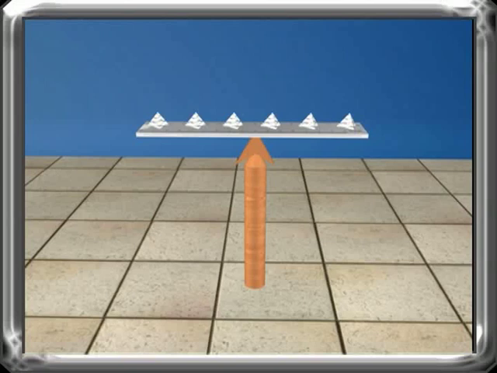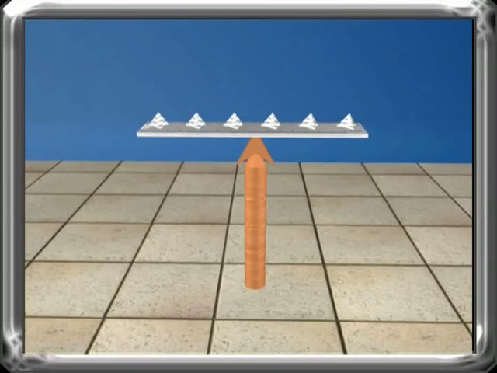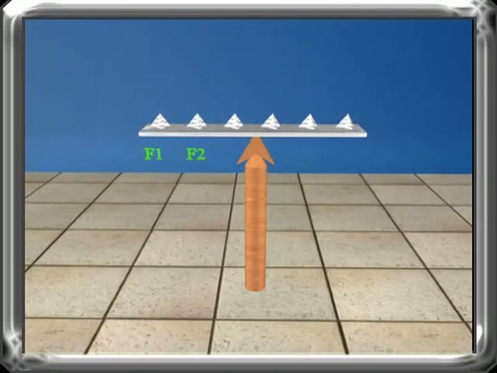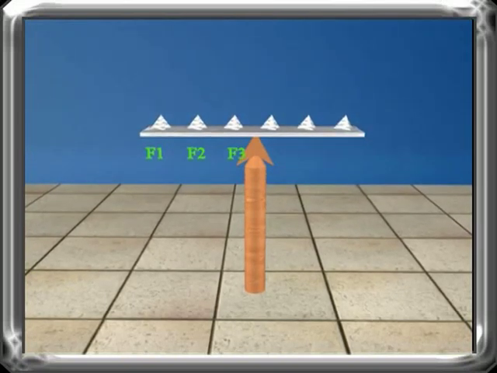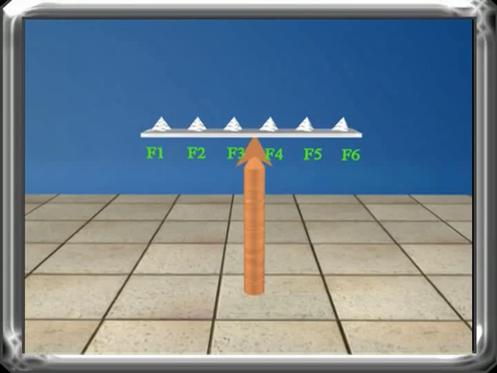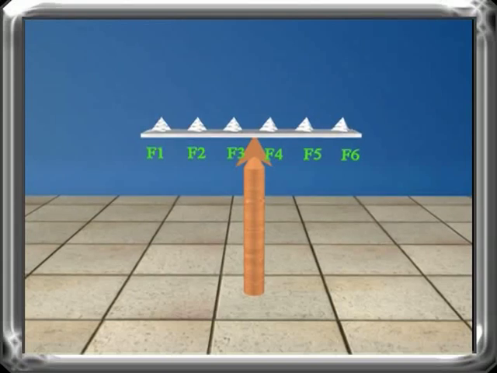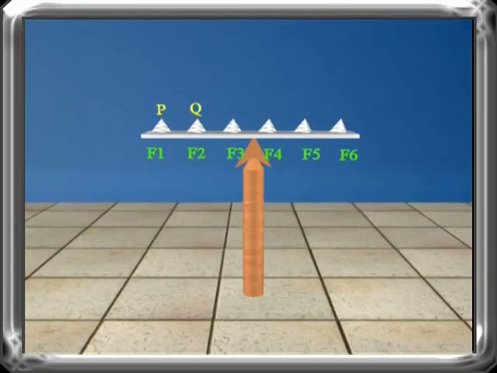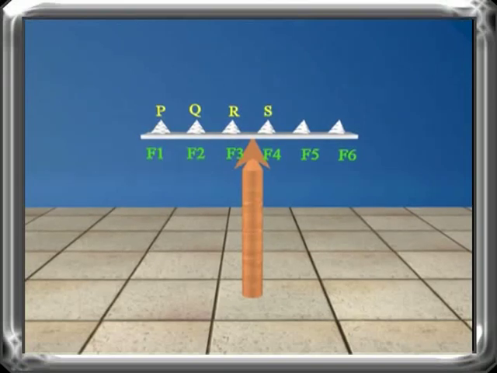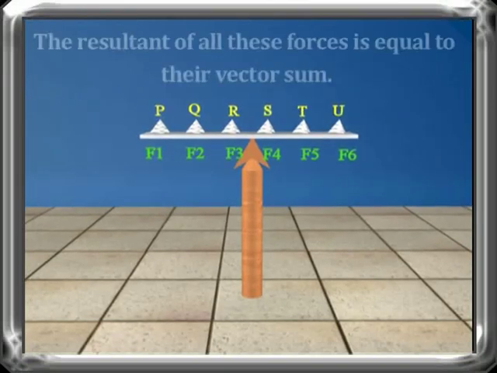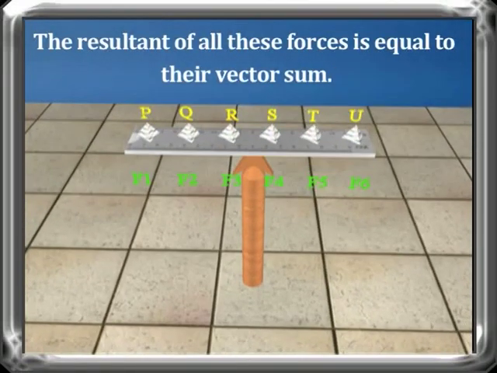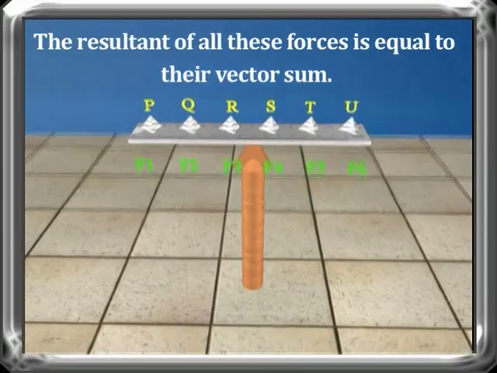Let's see another example. A scale-like rectangular shape is balanced on an arrow. F1, F2, F3, F4, F5 and F6 are the forces acting on the particles P, Q, R, S, T, U respectively. The resultant of all these forces is equal to their vector sum.